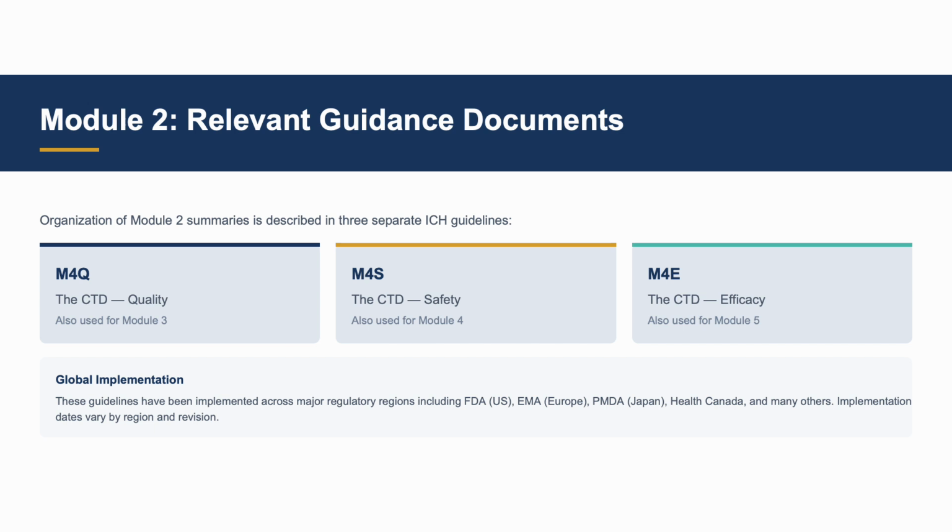These guidelines have been implemented across all major regulatory regions, though implementation dates vary. The FDA implemented M4Q in August 2001, while the EMA implemented it in March 2003. Japan, China, Canada, and other ICH member regions have all adopted these guidelines, making the CTD structure truly global.